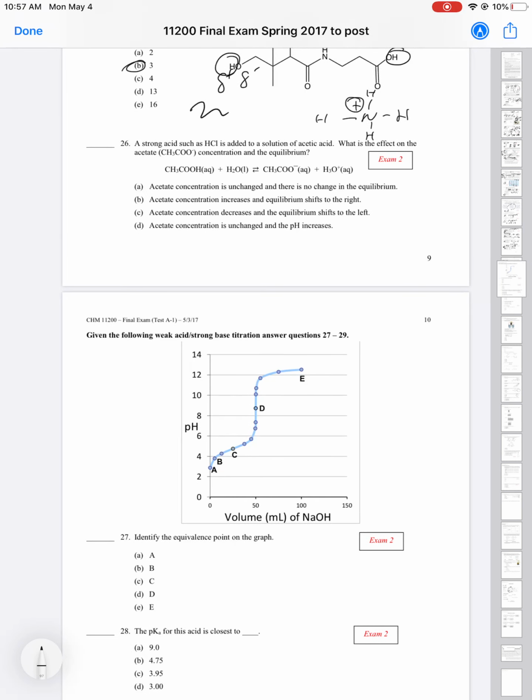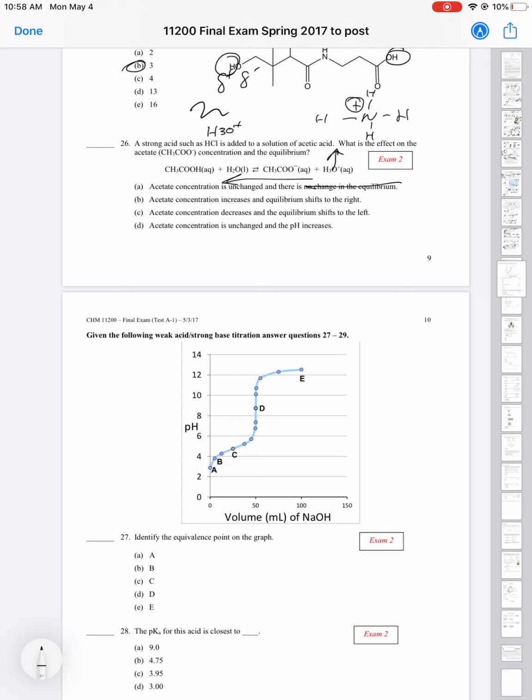A strong acid such as HCl is added to a solution of acetic acid. What is the effect on the acetate concentration and the equilibrium? Oh, okay. So basically we're adding HCl. So that means we're adding a bunch of H3O plus, right? So we're increasing the concentration of H3O plus. So that's going to shift the equilibrium. If you have more H3O plus, it'll shift it the opposite direction.